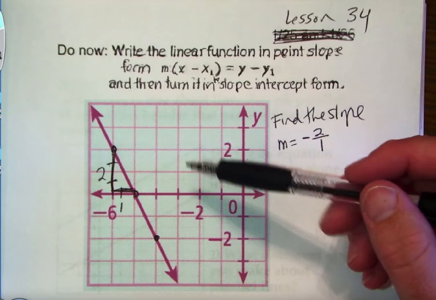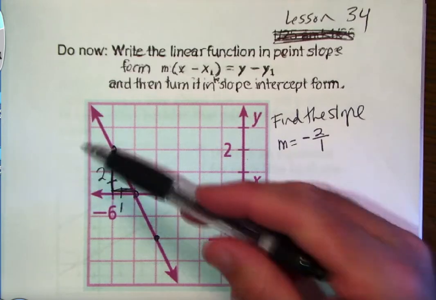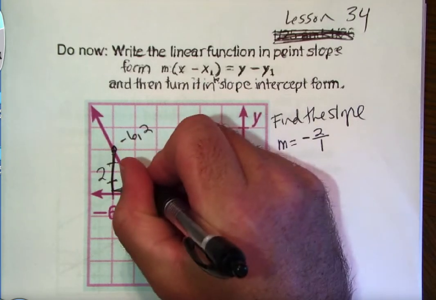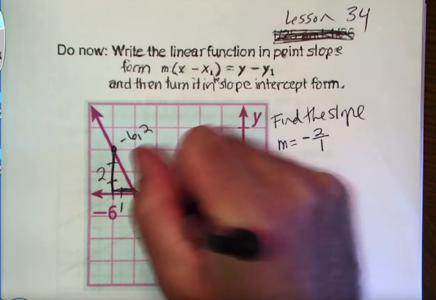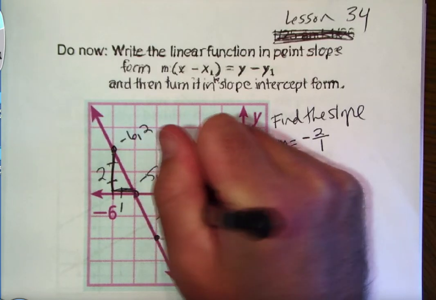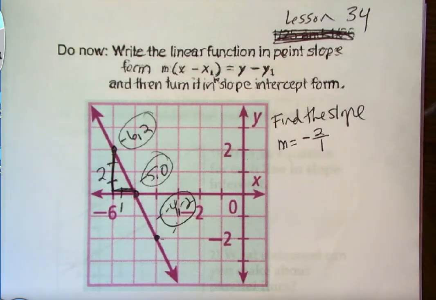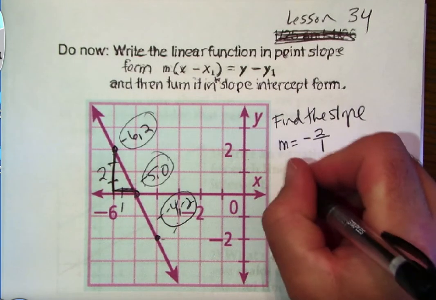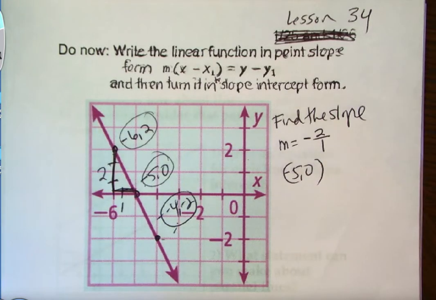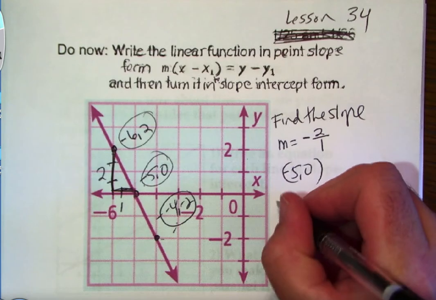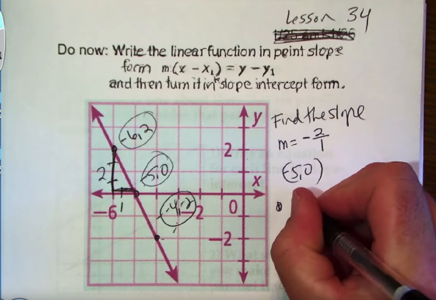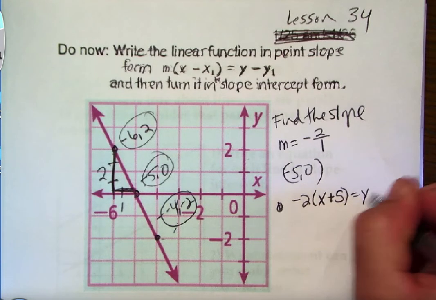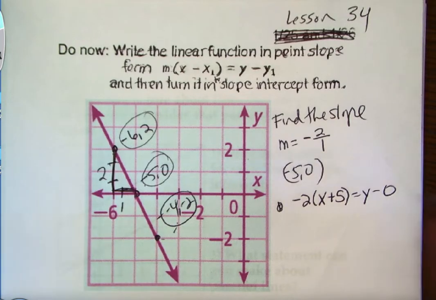We need a point, but I see 1, 2, 3. Usually someone says you can use any of the points, whichever one you want. I'm going to go with negative 5, 0. You could find the point slope in any other form. So we got negative 2 times x minus negative 5 equals y minus 0. And so there you go.